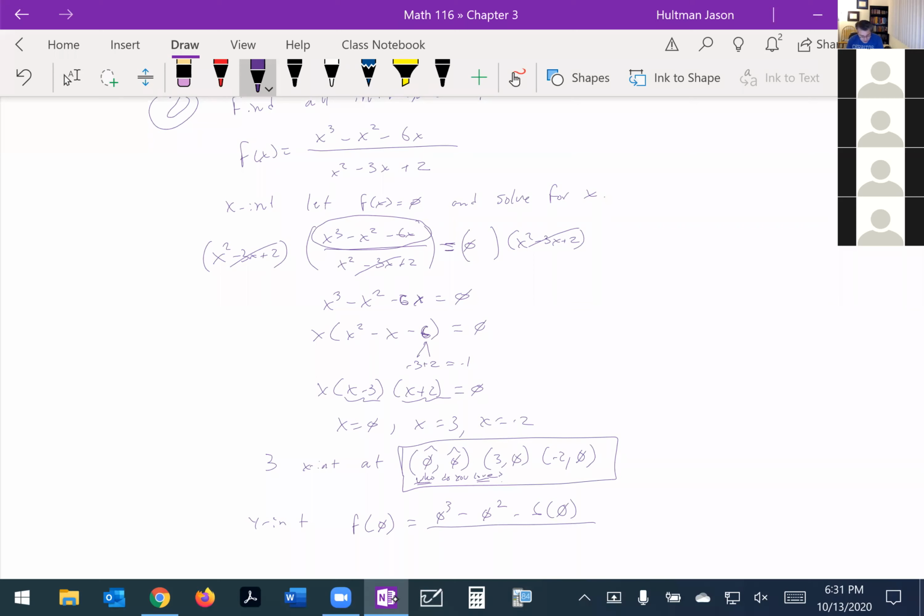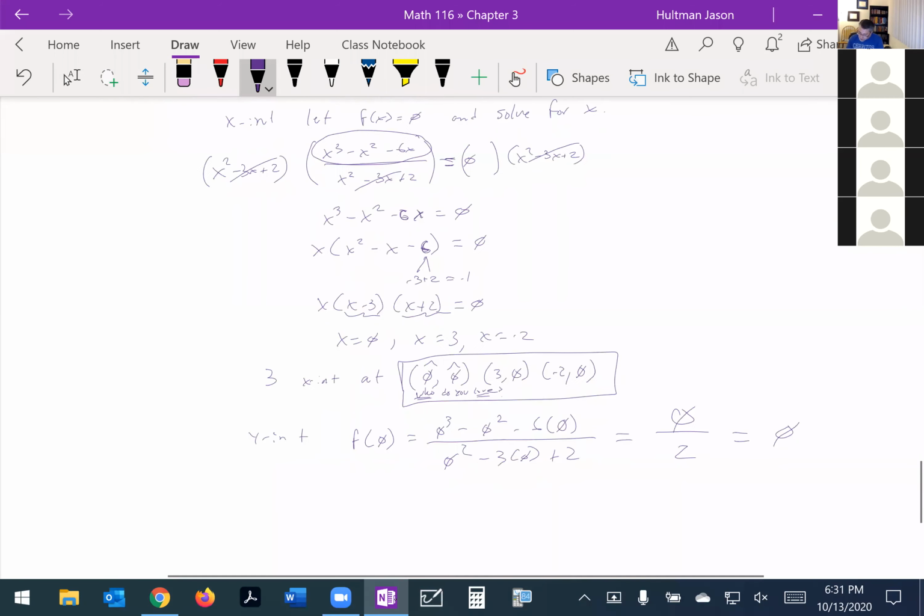The whole top is going to go to 0. So basically, we already know what the answer is. It's 0. 0 squared minus 3 times 0 plus 2 gives me 0 on the top and 2 on the bottom, which is 0. Boom. So there's only one y-intercept, and that was the origin. Okay, so one y-intercept. The x and the y-intercept are the same at the origin because they both go through 0, 0.